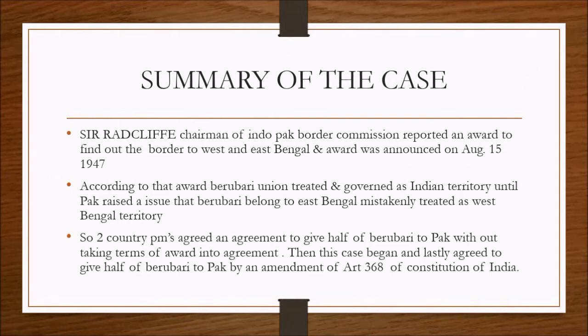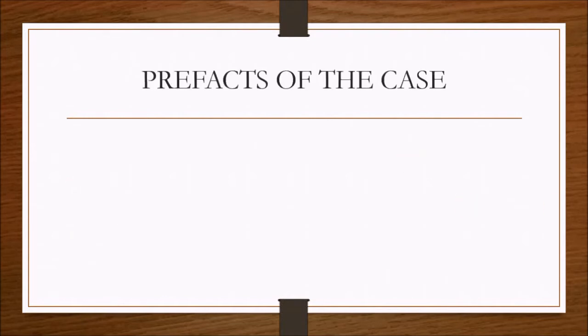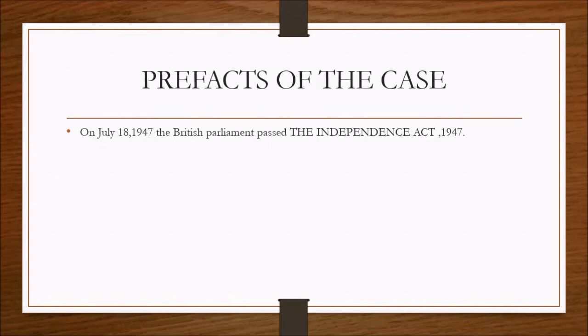Okay, let's go to the prefacts of the case. On July 18, 1947, the British Parliament passed the Independence Act 1947. This act came into force in 1947, and that day was called the appointed day.